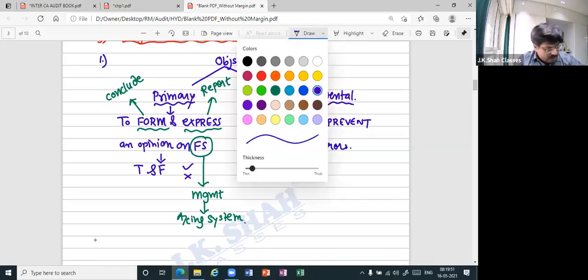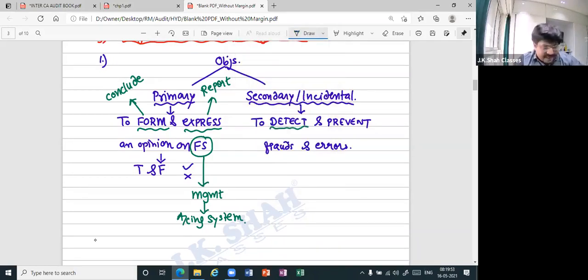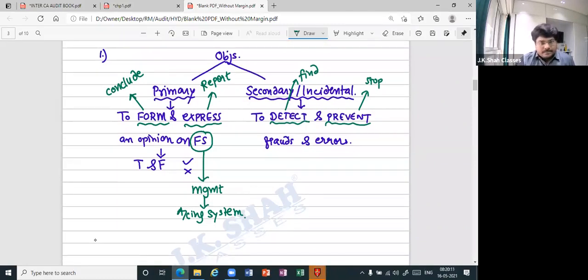Again, two important words. First, detect. What do you mean by detect? Detect is to find. And what do you mean by prevent? Prevent is to stop. So if you see certain fraud, can I say you can definitely stop it from happening? If it doesn't stop, then obviously the impact will be on the opinion. But yes, you can definitely stop it. All cool? All cool.